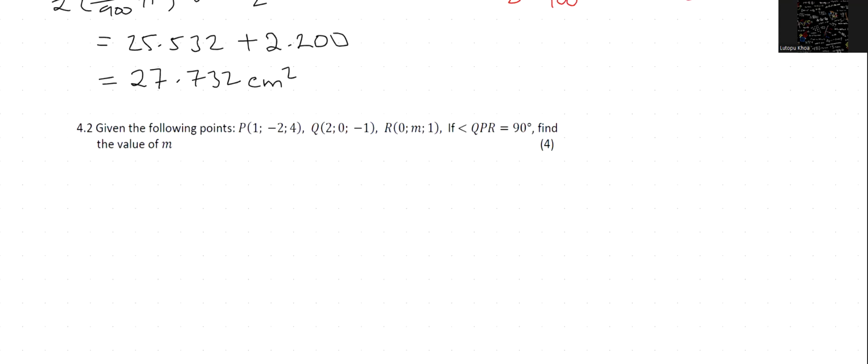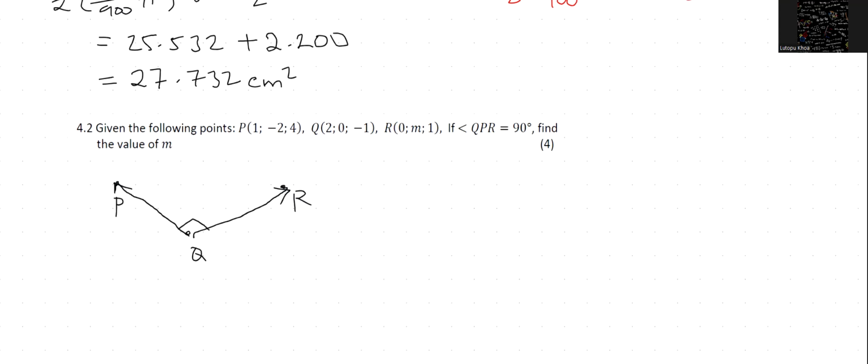Okay, so for the last question, we're given these 3 points, and we are told that QPR is 90 degrees. Find the value of m. We have point P here, Q somewhere there, and R somewhere there. So this angle here is 90 degrees, which means these vectors are perpendicular. And we know that perpendicular vectors have a dot product of 0.